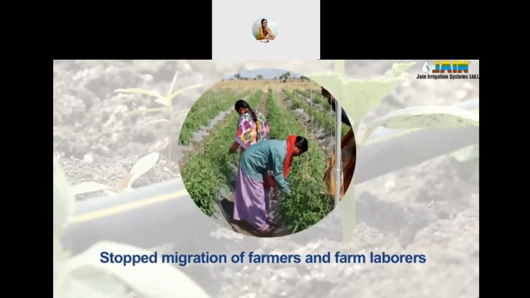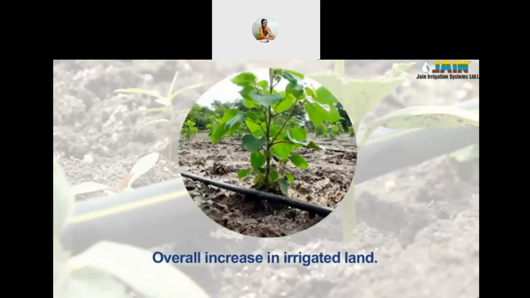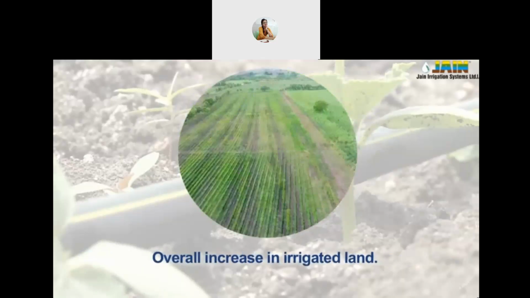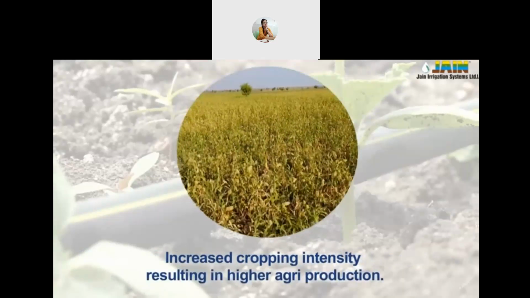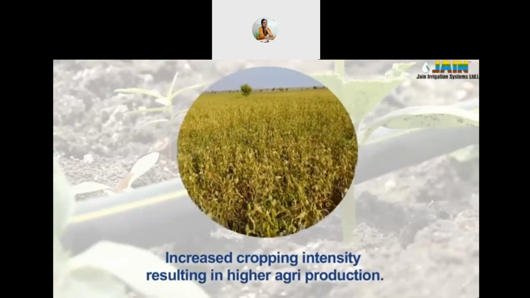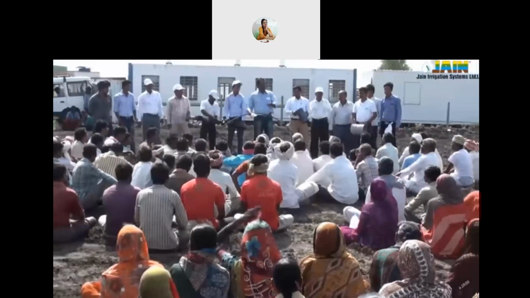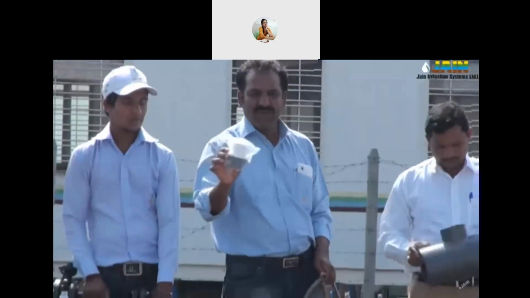farmers and farm laborers, overall increase in irrigated land, increased cropping intensity resulting in higher agri production. Being a public-private partnership model, effective and reliable performance. Higher contribution to the exchequer.